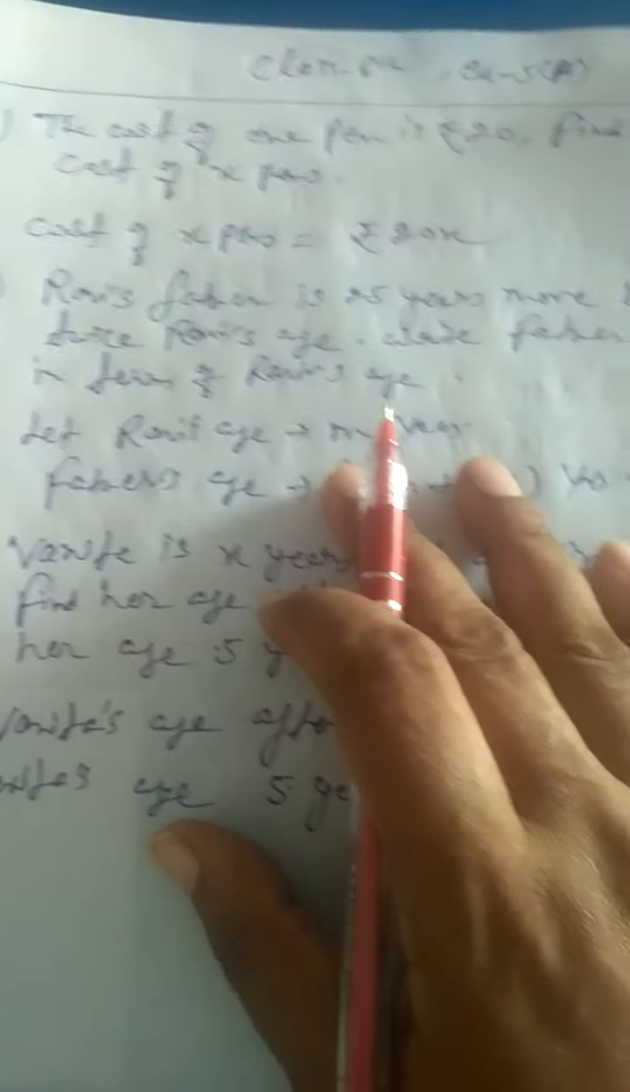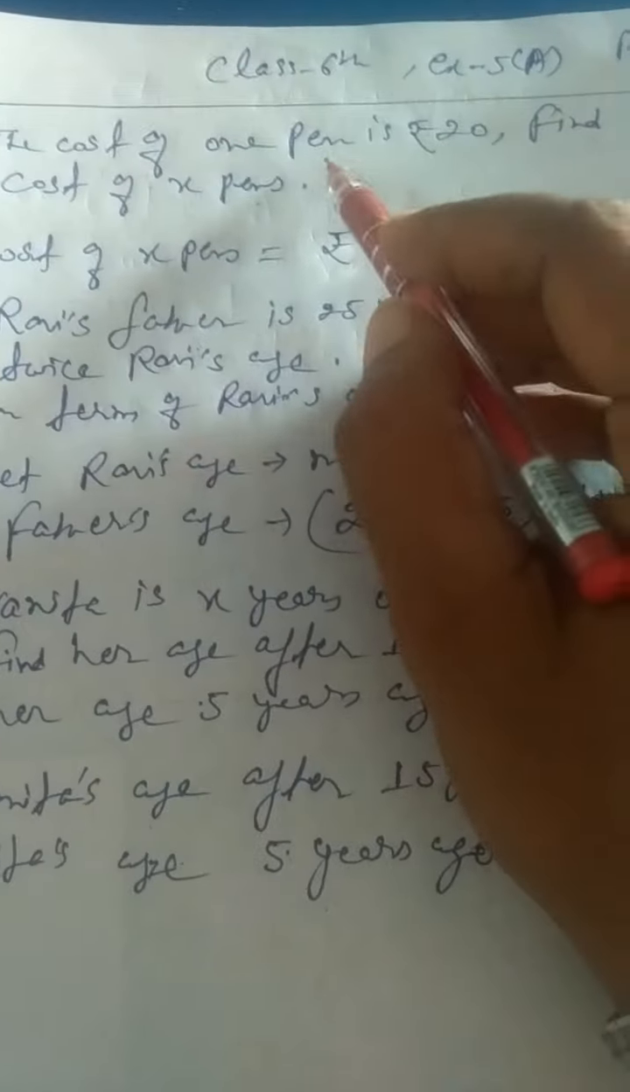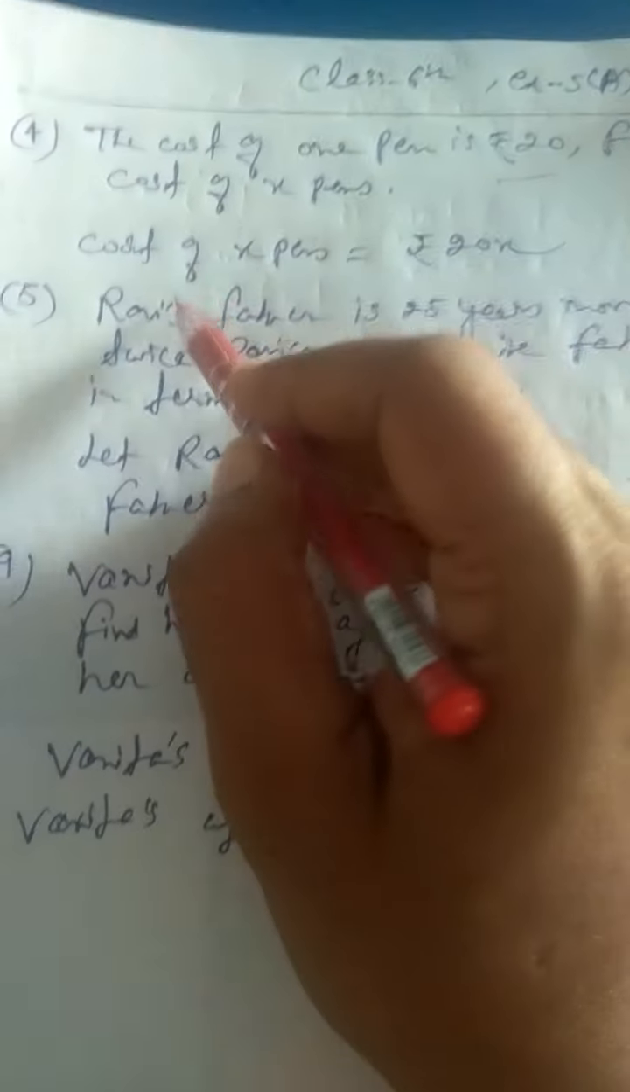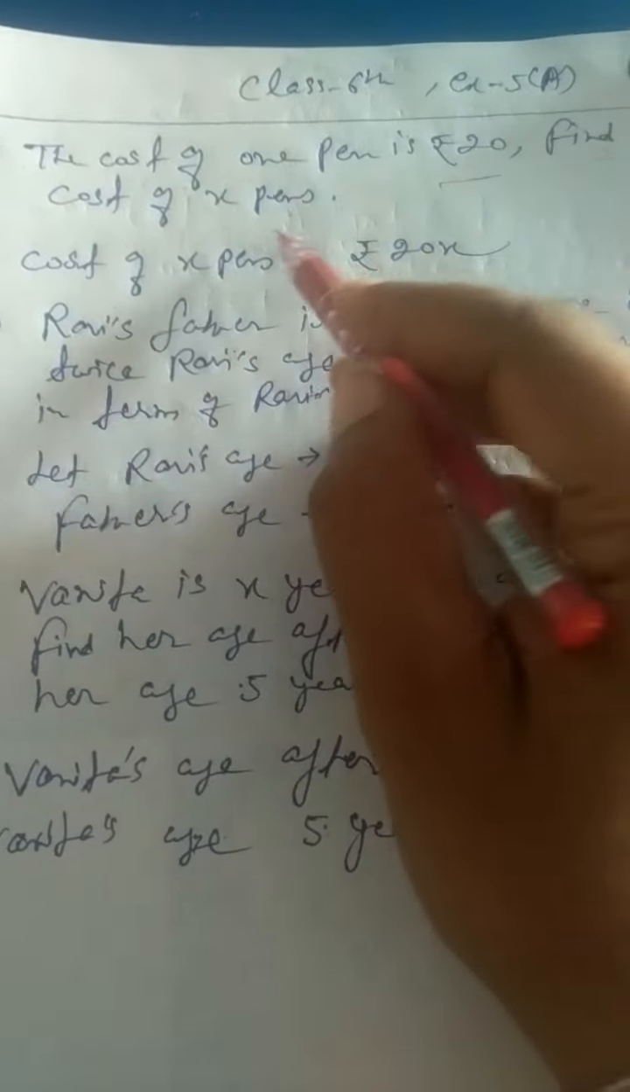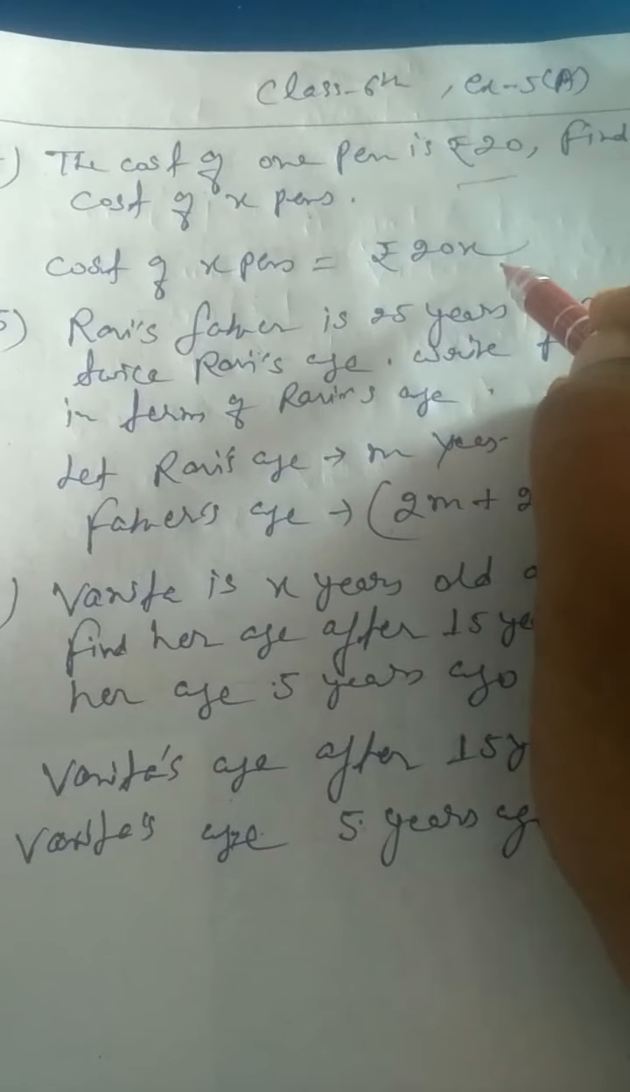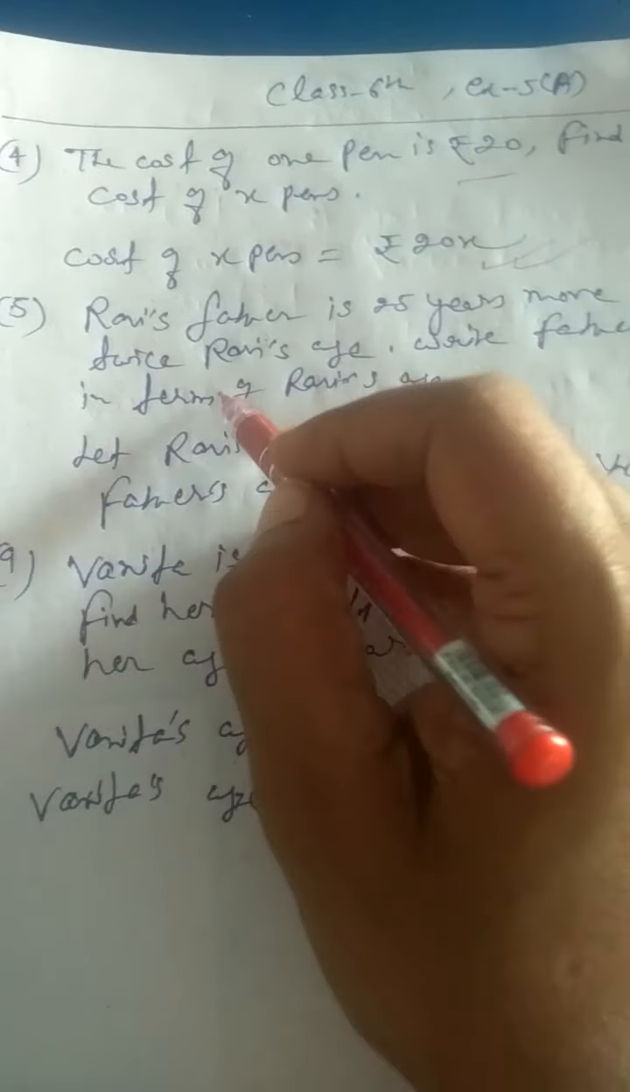Now, we are doing some problems related to exercise 5a. Suppose the first one is given: the cost of one pen is rupees 20, find the cost of x pens. Therefore, the cost of x pens equals x multiplied by 20. That means the cost of x pens is rupees 20x.